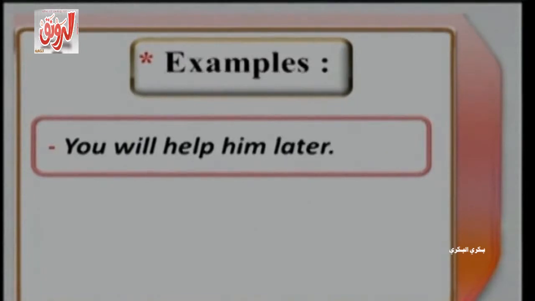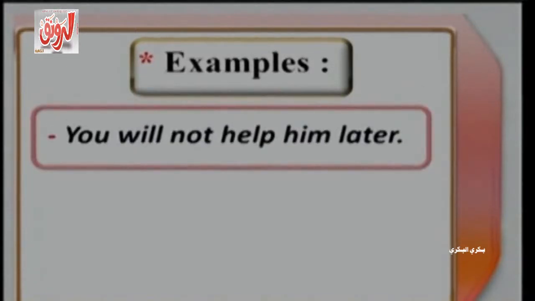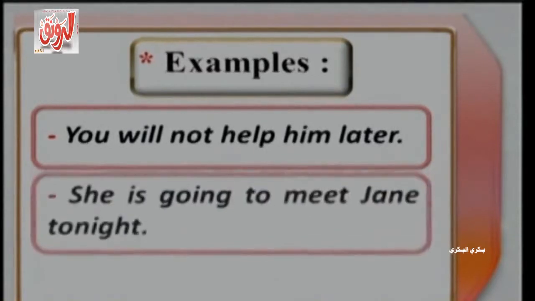You will help him later. Will plus an infinitive. You will help him later is an affirmative sentence. Will you help him later? Interrogative, beginning with will. Also, you will not help him later. Will not can be made won't, W-O-N apostrophe T, and you read it won't as well. You won't help him later, a negative sentence.